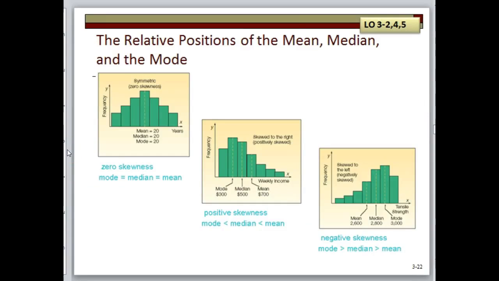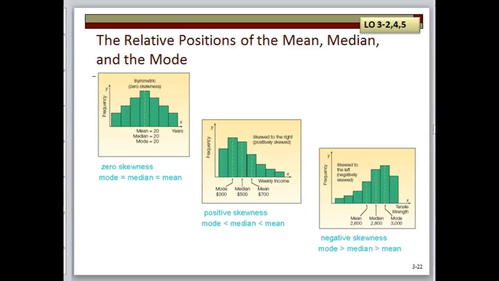On this slide, we see the relative positions of the mean, the median, and the mode, and what they mean in terms of the symmetry of the distribution. In other words, what is the significance of knowing where the mean, the median, and the mode lie with respect to each other? And the answer to that is for knowing the symmetry or skewness of a distribution.